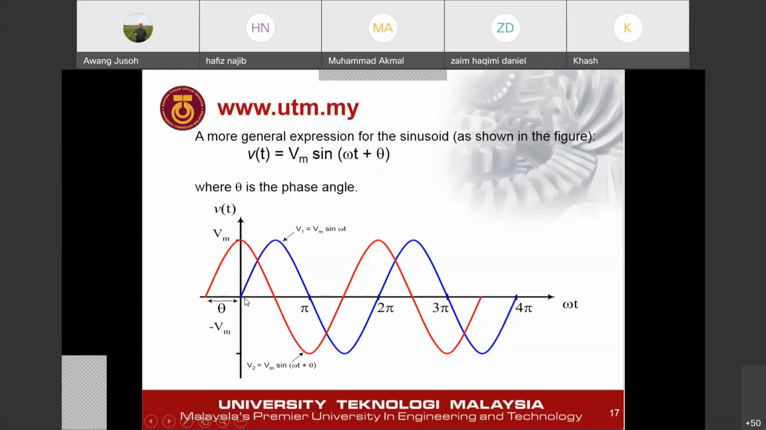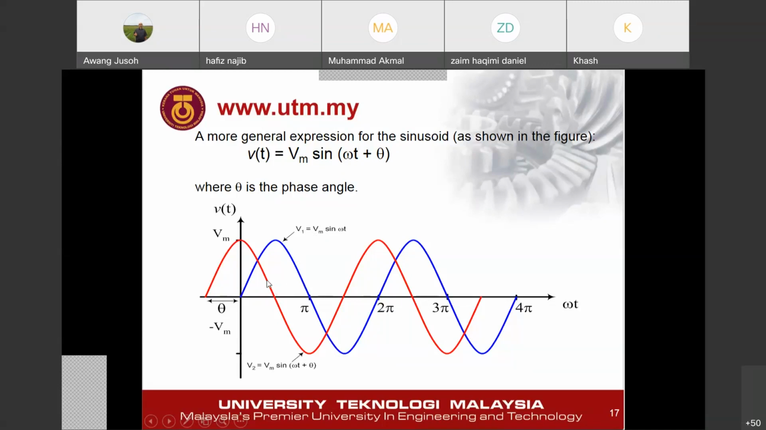Okay. Yang biru ni, apa dia maksud biru? Biru ni reference. Bila reference saja kita letak zero phase shift dia. Jadi, V1, say that di sini V1. So, V1 equal to V max sine omega t only, or omega t plus 0. You don't need to put 0 there. Just sine omega t, because you reference.